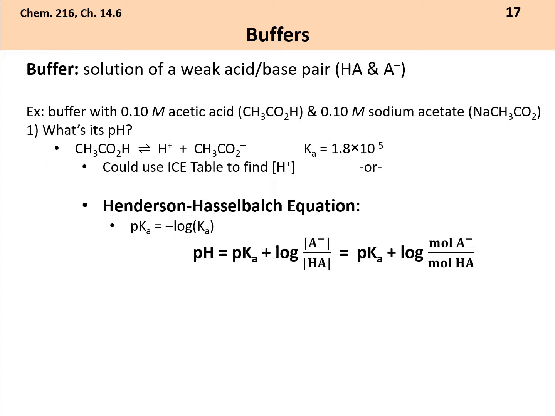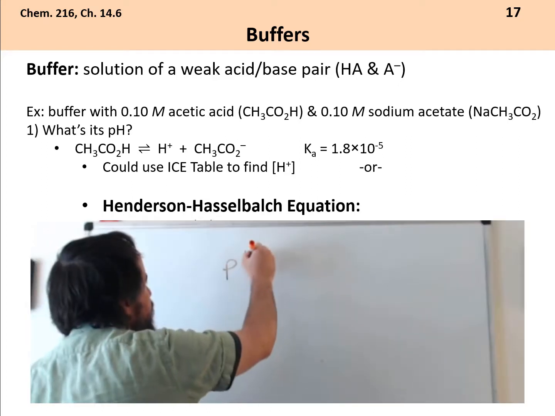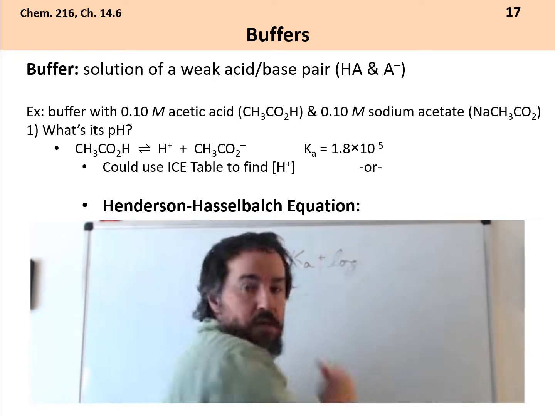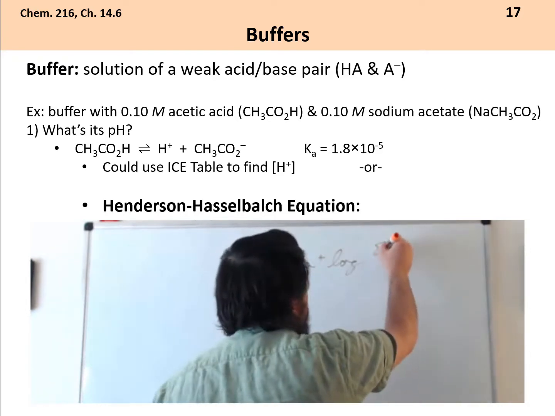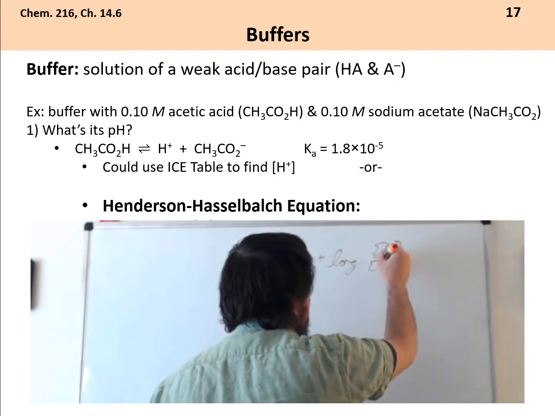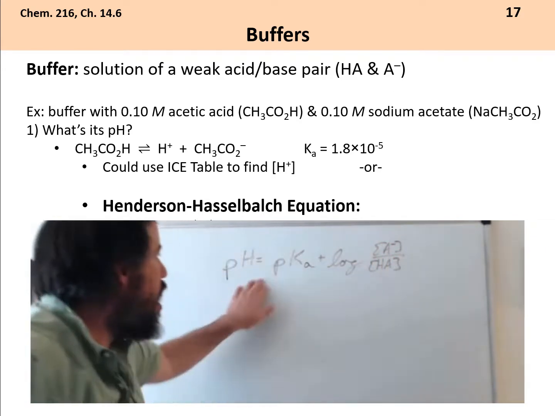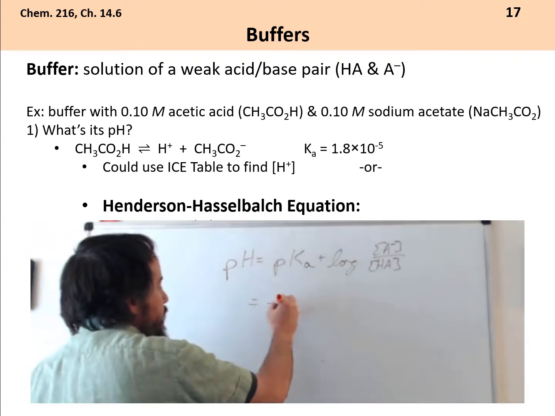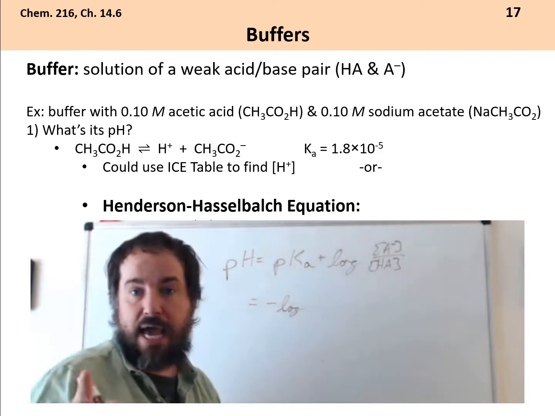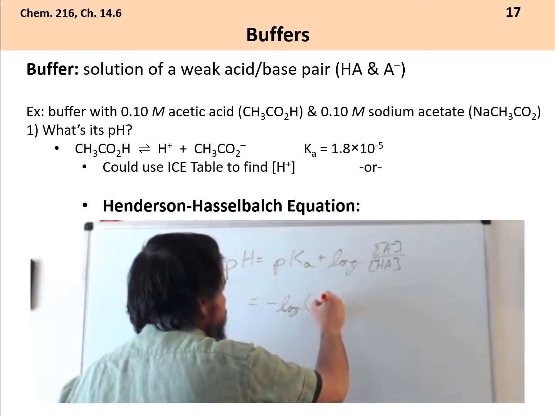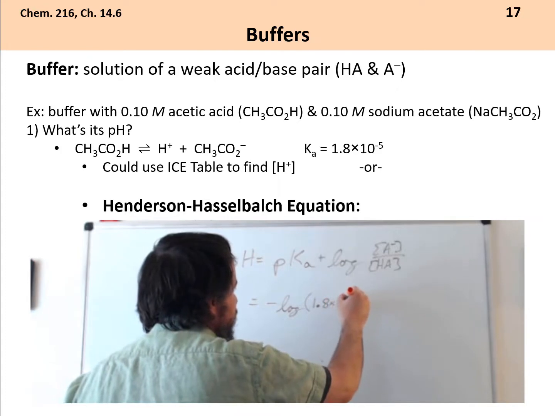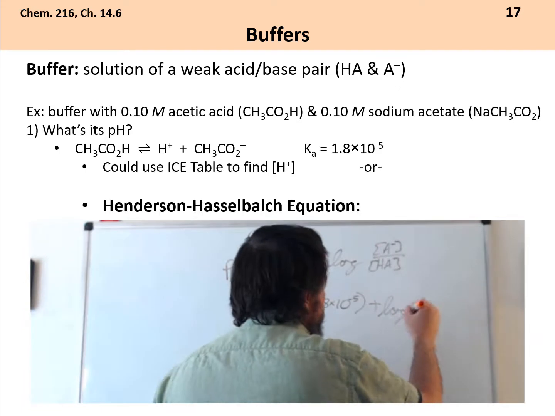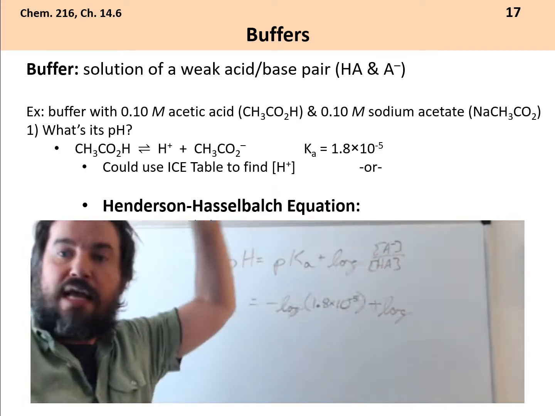All right, so we're going to do pH equals pKa plus log. What do we have there? We have molarities, so we'll just use that. My pKa is the negative log of Ka, which is 1.8 times 10 to the minus 5, plus log. Okay, A minus is my base.